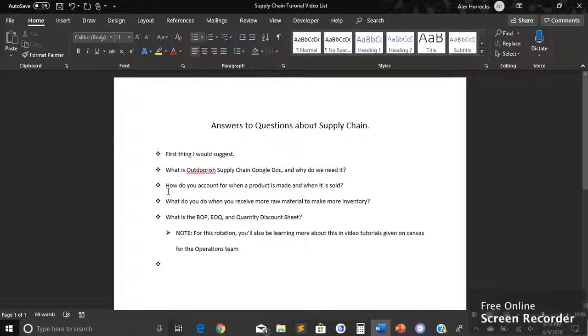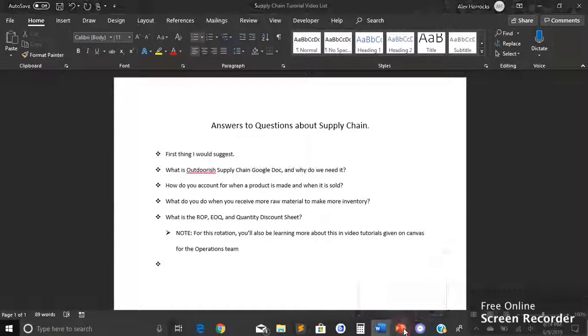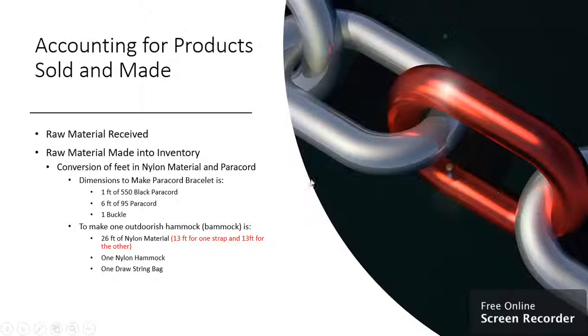We are going to be answering the question, how do you account for when a product is made and when it is sold? I want to give you a simple outline of what you're going to be seeing. When you're accounting for products sold and made, this is what's happening in the Google Sheet. The first step is that you have to receive the physical raw material. Otherwise, we can't account for it because we don't have it. That's pretty self-explanatory, I feel.